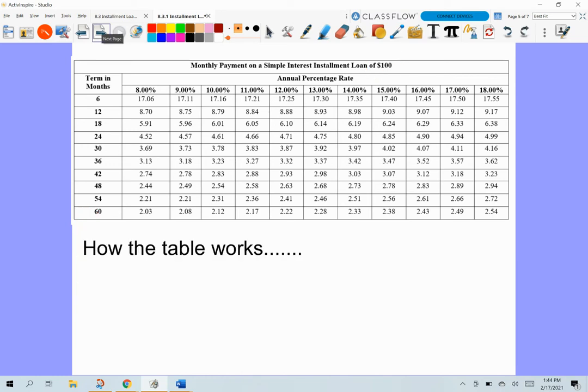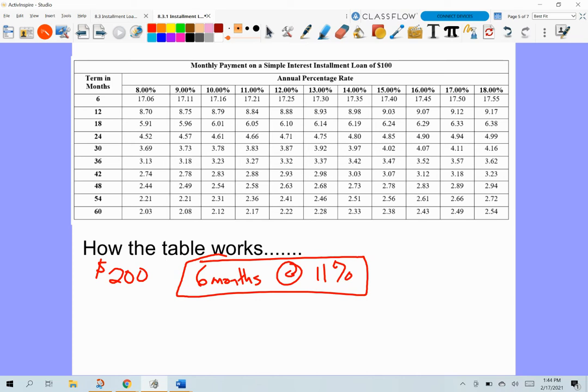So let's go back to that. I'm going to go even simpler than that. Let's say it's a $200 loan instead of a $1,200 loan. Let's say we borrow $200 from the bank for 6 months at 11% interest. So what we're going to do is look up this part on our table, 6 months, 11% interest. If this were a $100 loan, we would pay back $17.21 every single month for 6 months. But it is a $200 loan.